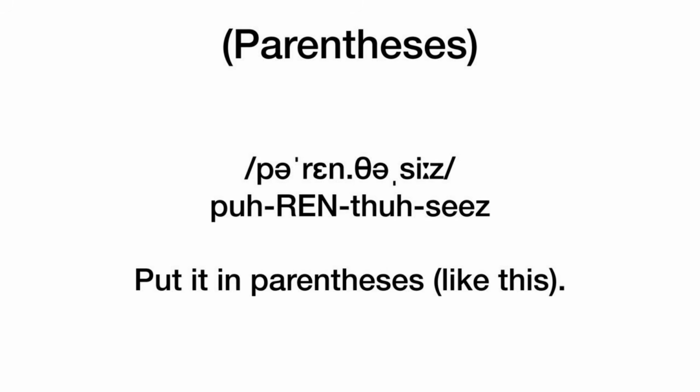All right, number one, we have parentheses. So parentheses are the little round brackets like this. And we are going to think about syllable stress for this. Parentheses. So we are going to stress syllable number 2. Also, that S on the end really confuses some people. We are going to pronounce that with a Z sound.